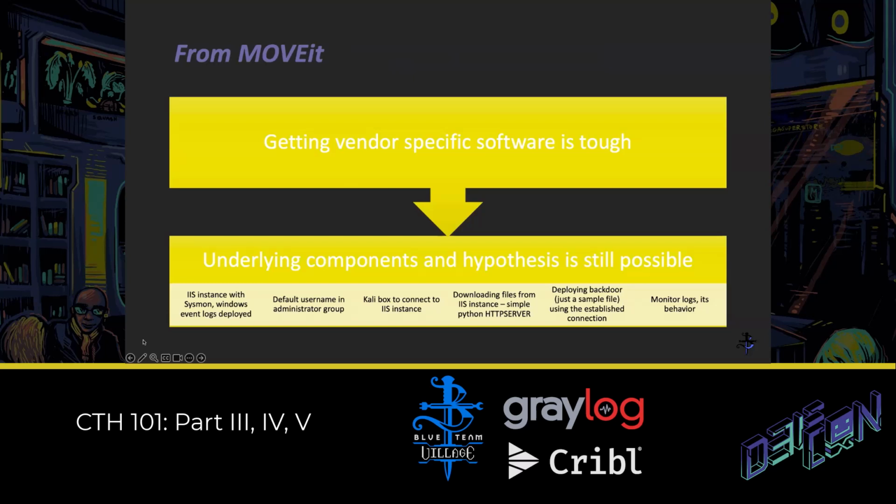Create a user and add them to the administrator group. Create a Kali box and connect to it, assuming that the zero-day vulnerability allowed for unauthenticated access. Download files from the IIS instance. Create a backdoor web shell on the instance using Kali.